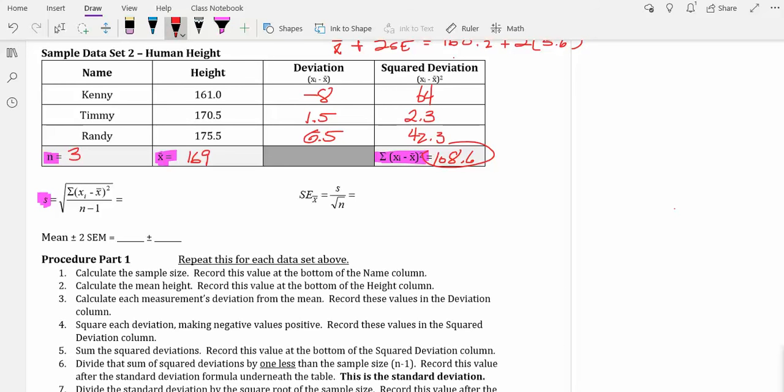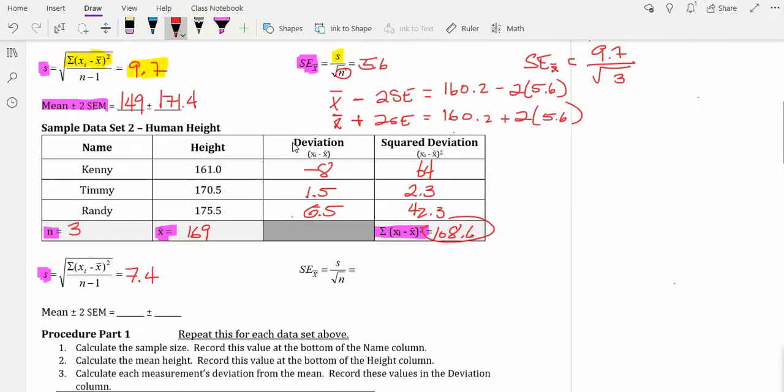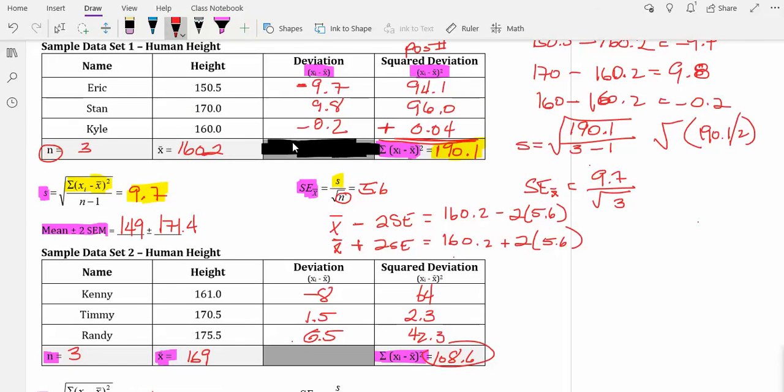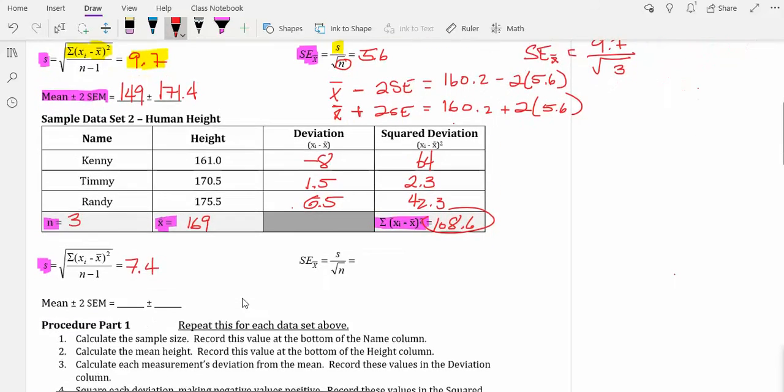All right, I've got 7.4. Is that bigger or smaller than our standard deviation for sample set 1? It's smaller. So we have less variability or less difference or spread in our data in sample set 2. Notice in our first sample set, the difference between the largest and the smallest value is a whole 20 centimeters. But in our sample set 2, the difference between the largest and smallest is only like 14 centimeters. So we've got more variability in sample set 1.